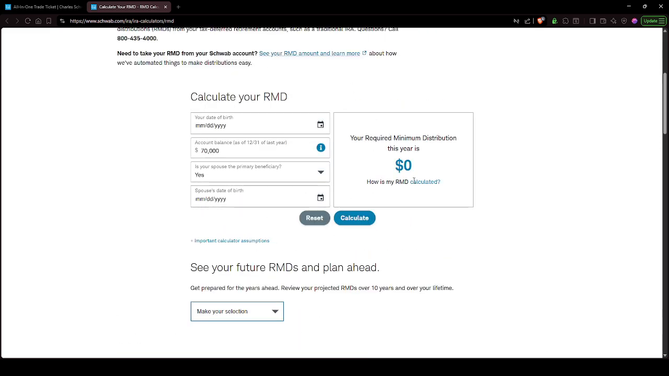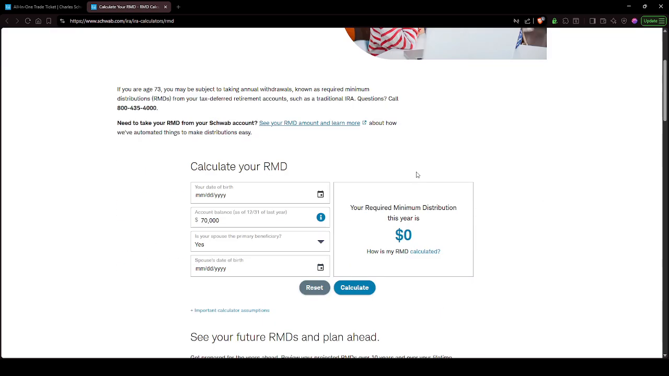Next, find the IRS life expectancy factor based on your age. The IRS provides a table that outlines the factors, which vary depending on how old you are.